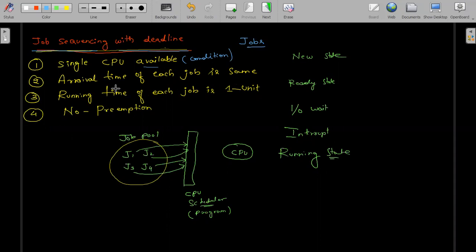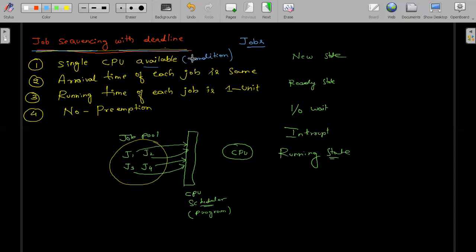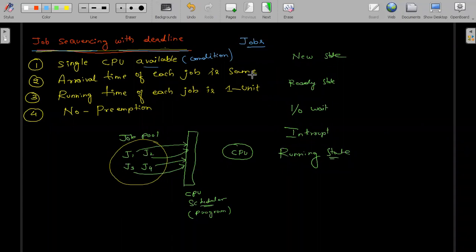Whatever job you take, every job should have an arrival time. Every job is going to come at the same time. Arrival time is the same everywhere. For example, you can take the FCFS algorithm. Again, the running time of each job is 1 unit. You can give 1 unit, or as many units as you want. Again, no stopping, nothing will happen here.